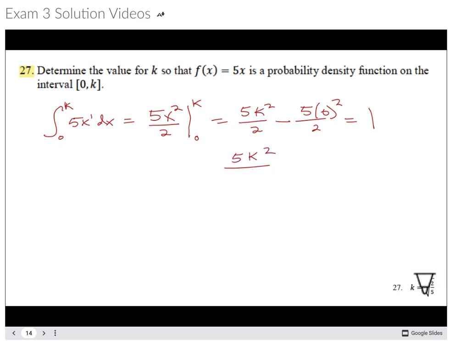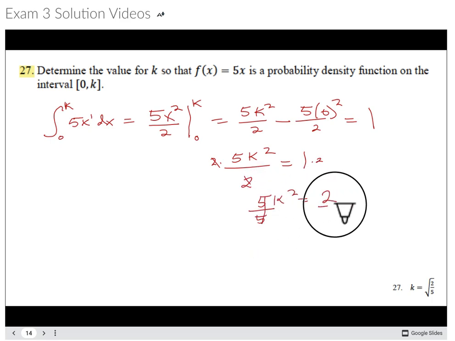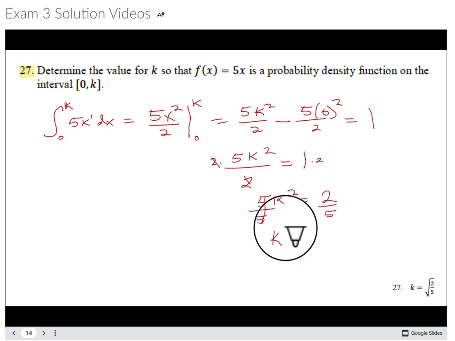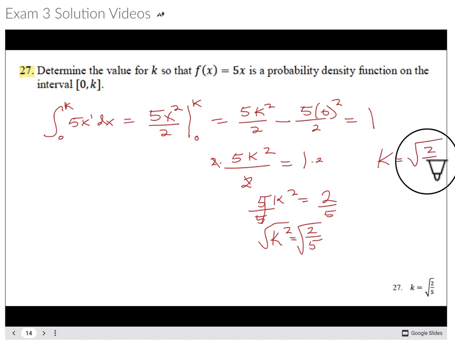Oops, I clicked ahead already. Sorry about that. So you see the answer. 5k squared over 2 equals 1, multiplied by 2. So 5k squared equals 2, then divide by 5. k squared equals 2/5. Square root of both sides. So k equals the square root of 2/5.